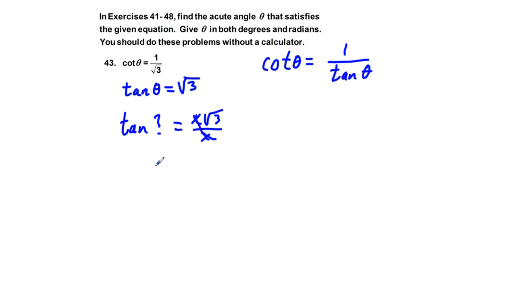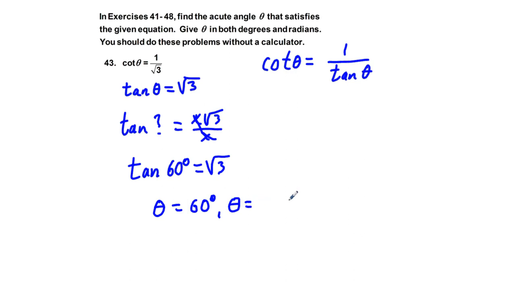Where do we see that? Well, it's going to be the tangent of 60 degrees equals square root of 3. Therefore, we conclude that theta is going to be equal to 60 degrees. And in radian measure, theta is going to be equal to pi over 3 radians.